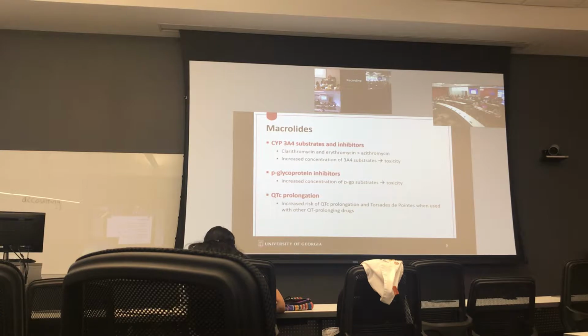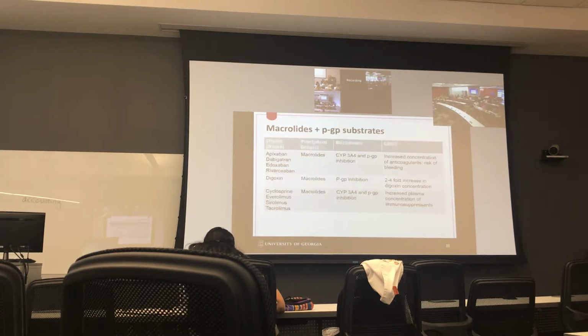So a couple specific interactions to point out. So our DOACs, the direct oral anticoagulants, so apixaban, dabigatran, edoxaban, rivaroxaban, all interact with macrolides through both the 3A4 and P-glycoprotein inhibition. So this will result in increased concentration of the anticoagulants and a risk of bleeding. So unlike warfarin, we can't monitor the levels of these agents, so the bleeding risk can be substantial, and we'll often try to avoid macrolides with these agents.